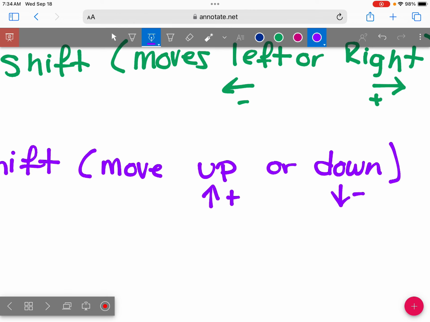So if I subtract 3, the whole thing's going to go chunk, chunk, chunk, and it's going to go down 3. If I add 4, I'm going to go bloop, bloop, bloop, bloop, add 4, and move it up.